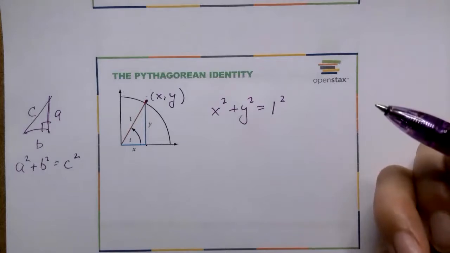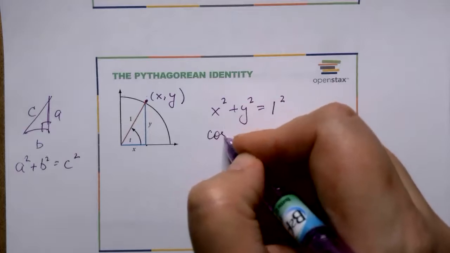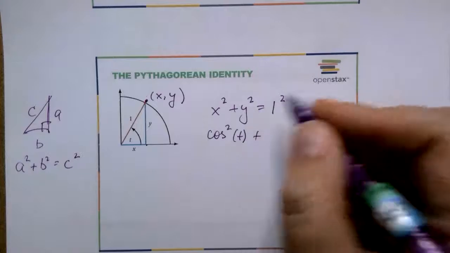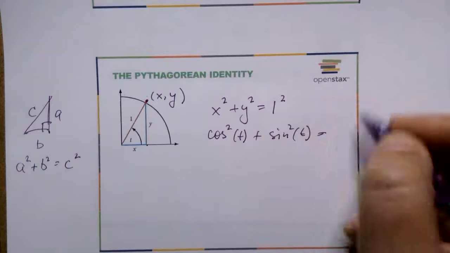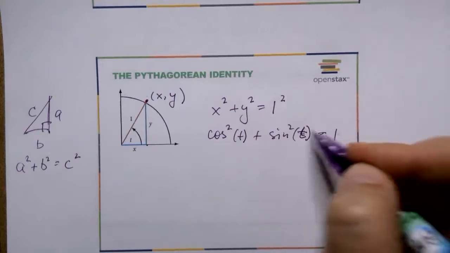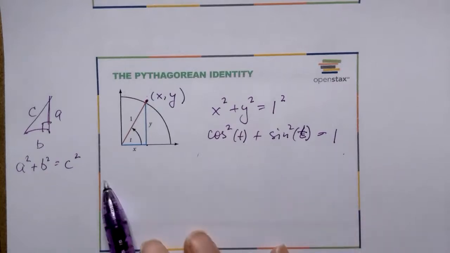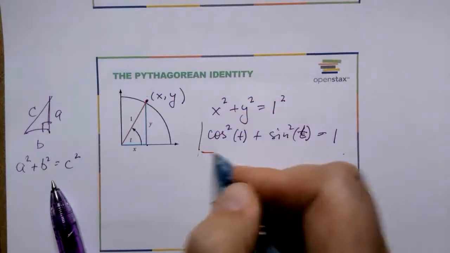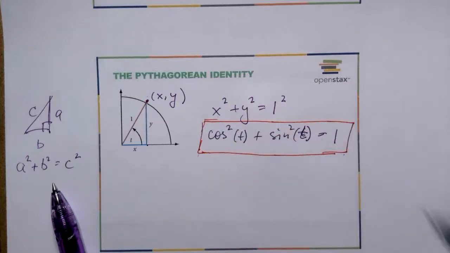But also recall that x squared is actually cosine squared of angle t, and y squared is actually sine squared of angle t, and 1 squared is 1. So we do have this identity. It's called the Pythagorean identity. It's one of the basic ones that you're required to remember. By the time you finish the course, especially, you are expected to remember this identity. This is the basic identity.